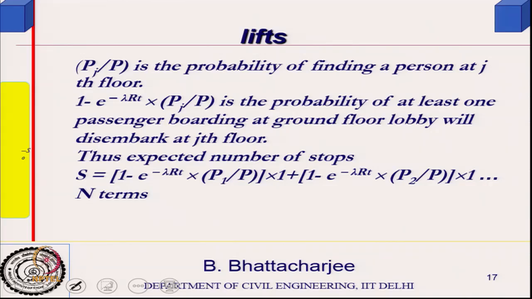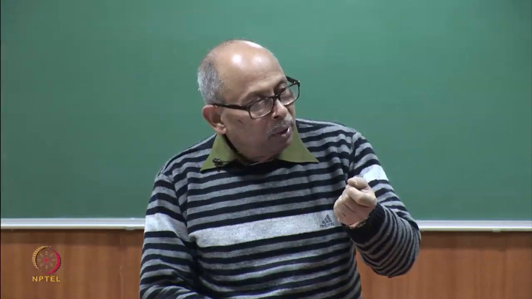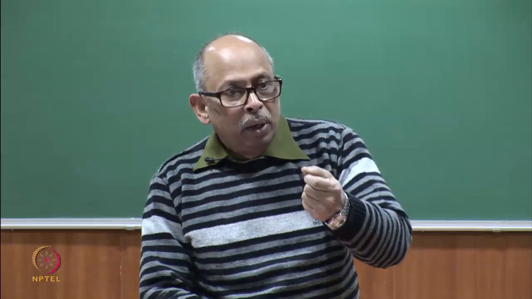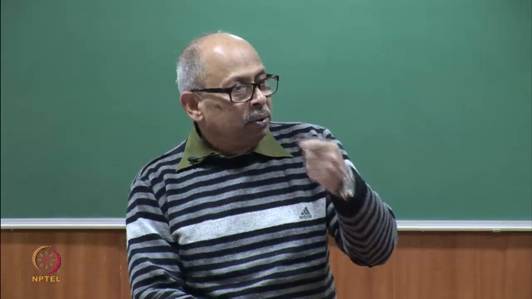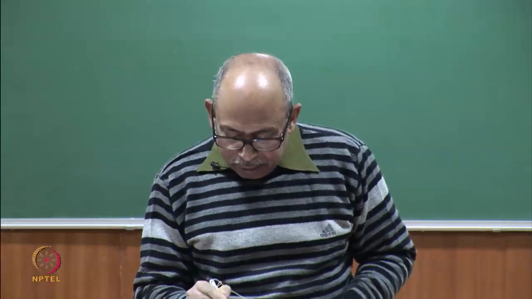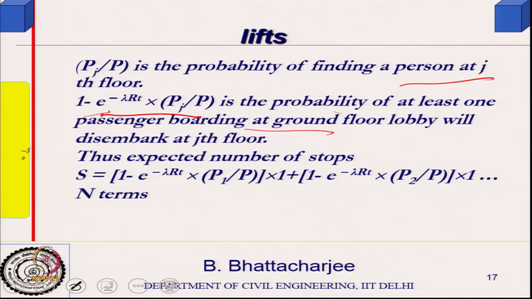Pj by P is the probability of finding a person for the jth floor, and one minus that is the probability of at least one passenger boarding. So this is the probability of finding 0 persons calling to go to the jth floor; one minus that would be at least one person pressing the button to go to the jth floor. So it is the probability of at least one passenger boarding at any floor. If it is the ground floor, it could be the ground floor lobby, and who will disembark at the jth floor. This I can extend to any floor.